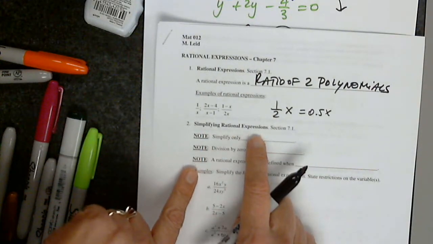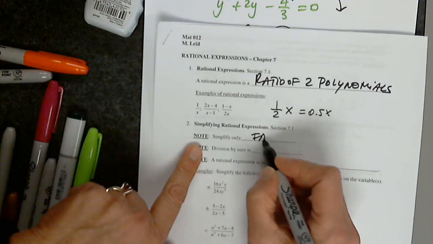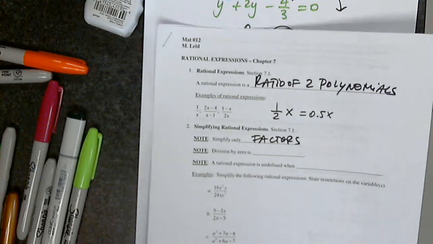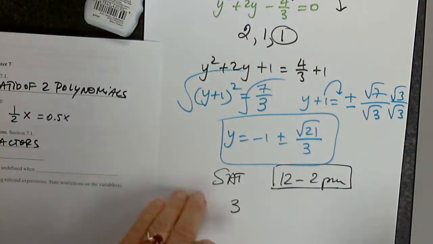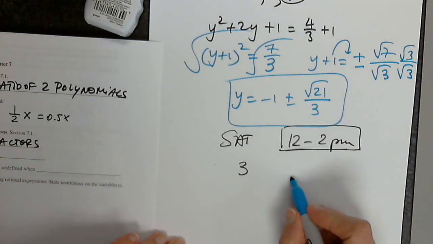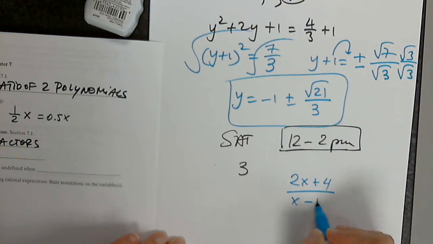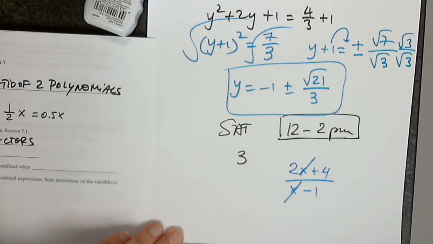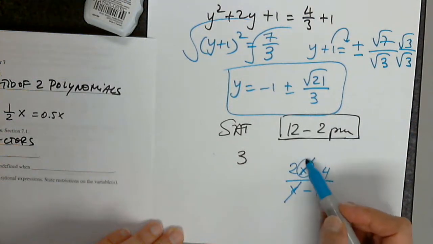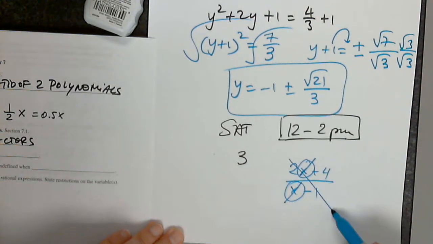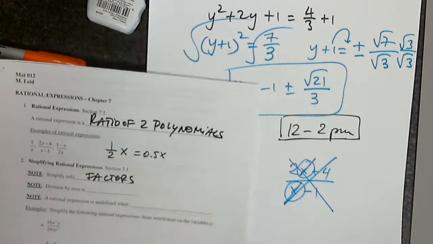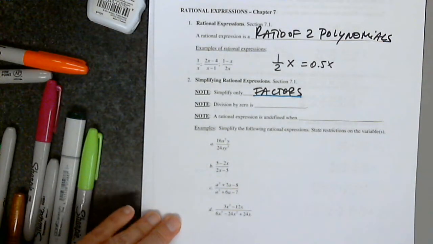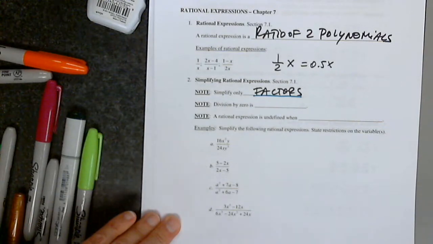Simplifying rational expressions. Simplify only factors. We have seen this before. For example, if I have 2x plus 4 over x minus 1, I said this is unacceptable because x is not a factor. So you cannot simplify this in any way, shape, or form. So that's why I put this note here. We can only simplify factors. If it's not a factor, you cannot simplify it.